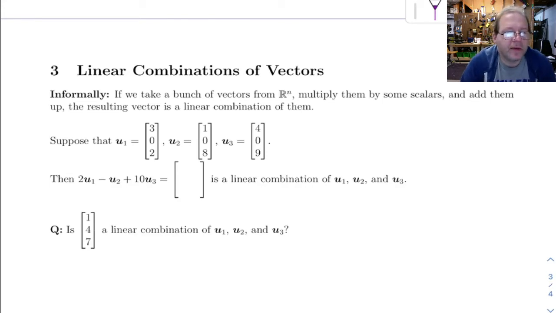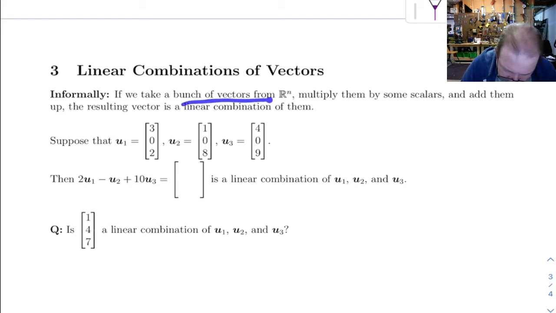Well, let's talk about linear combinations of vectors. We've already talked a little bit about linear combinations of rows in a matrix, and this is going to be similar. So let's talk about it informally first. We'll get to the formal definition later. But for now, let's just look at this.